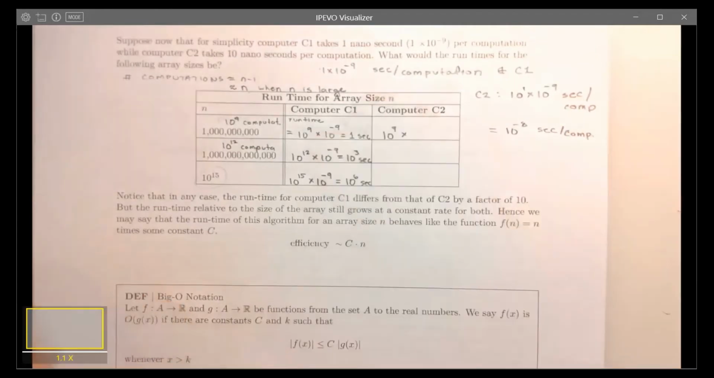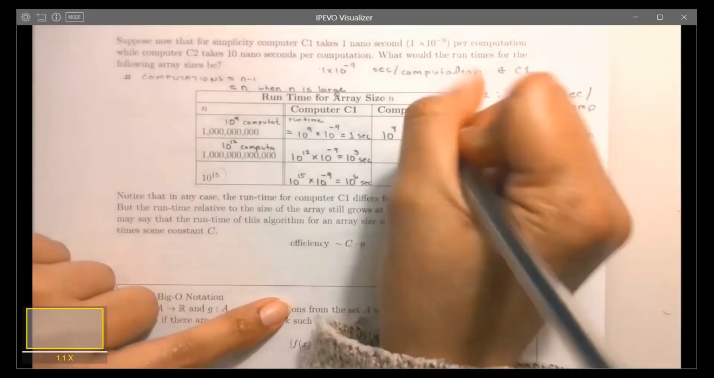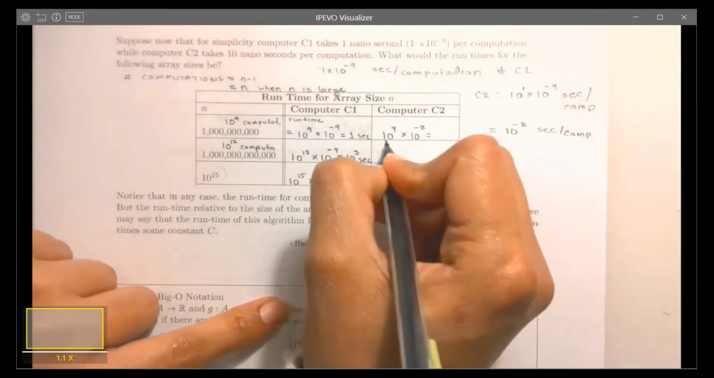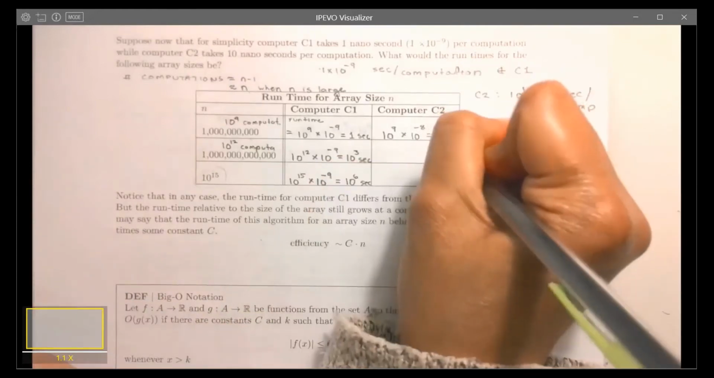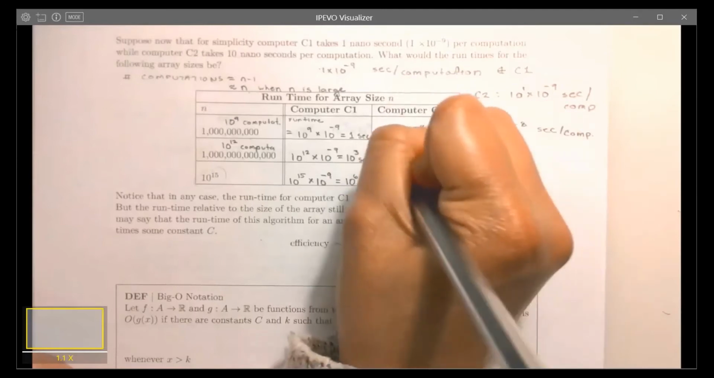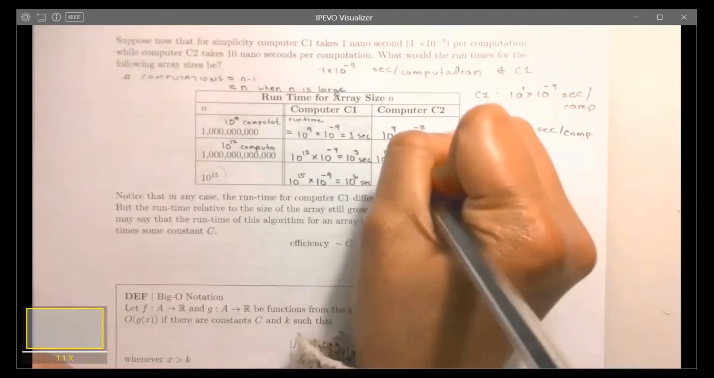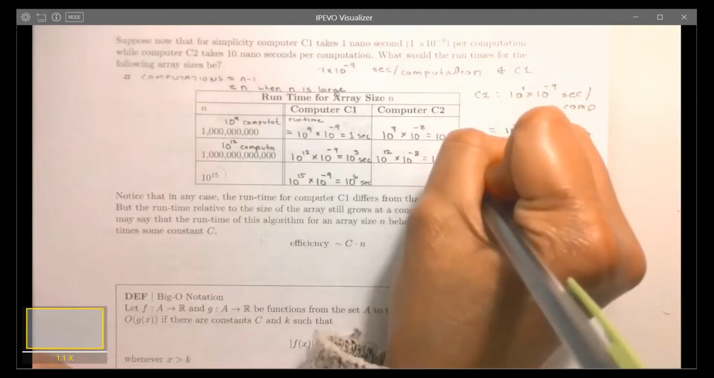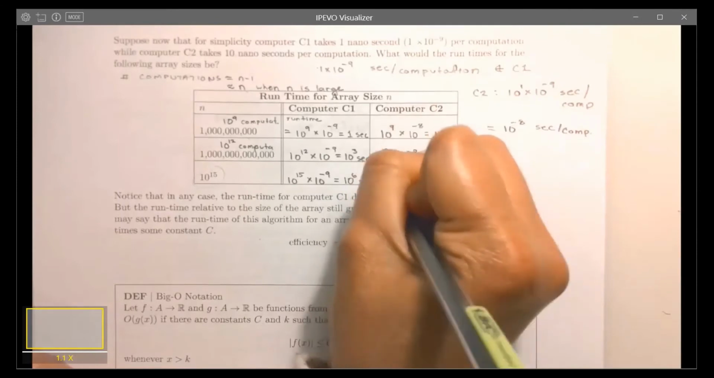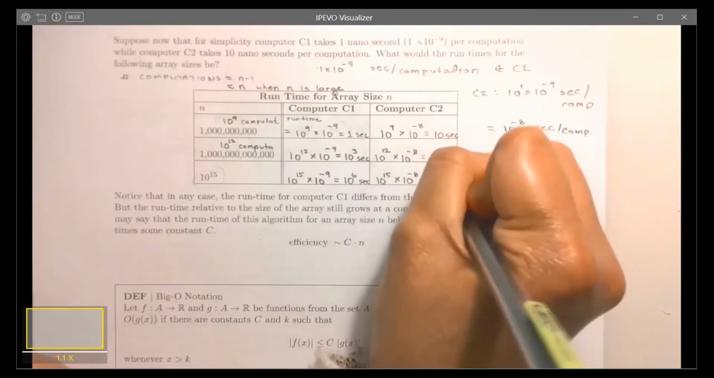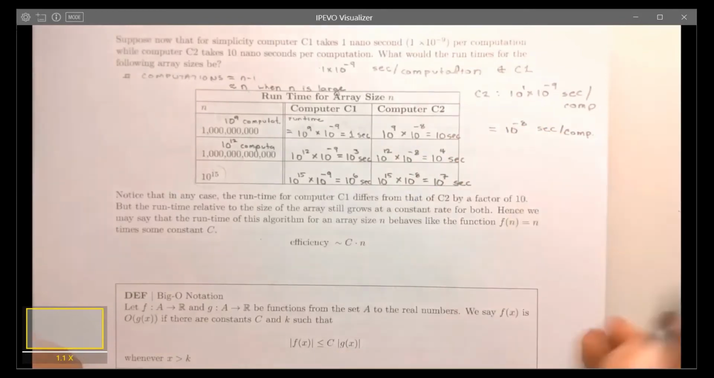So it's a little bit faster. Just kidding, it's a little bit slower. It takes a little bit more time. So we're going to have 10 to the minus 8 multiplied with the number of computations, which is approximately 10 to the 9. So we're going to take about 10 seconds on computer 2 to execute that algorithm. 10 to the 12 computations times 10 to the minus 8 seconds per computation results in 10 to the 4 seconds for runtime, and then 10 to the 15 times 10 to the negative 8 is going to give us 10 to the 7 seconds for computer number 2.